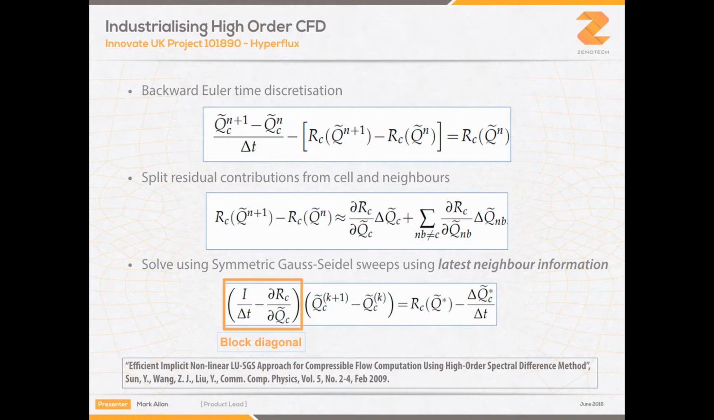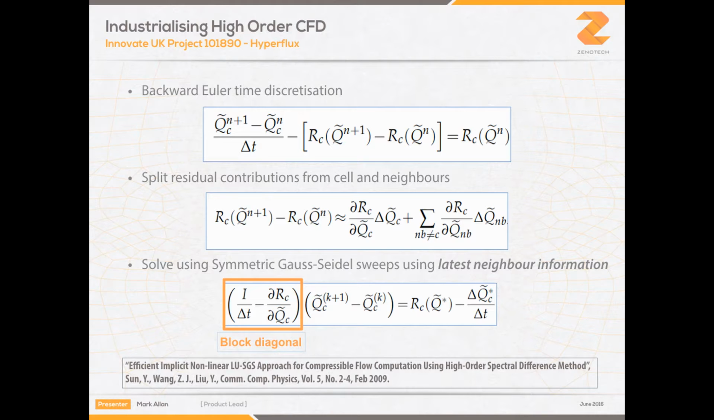So we start off with the standard backward Euler time discretization, and this is the same as would be used with the finite volume methods. However, rather than keeping all of the information in the Jacobian on the left-hand side, we split the residual contributions from the cell we're dealing with and its neighbours. We then put all of the information to do with the neighbours on the right-hand side, and we use a symmetric Gauss-Seidel method to solve the linear system.